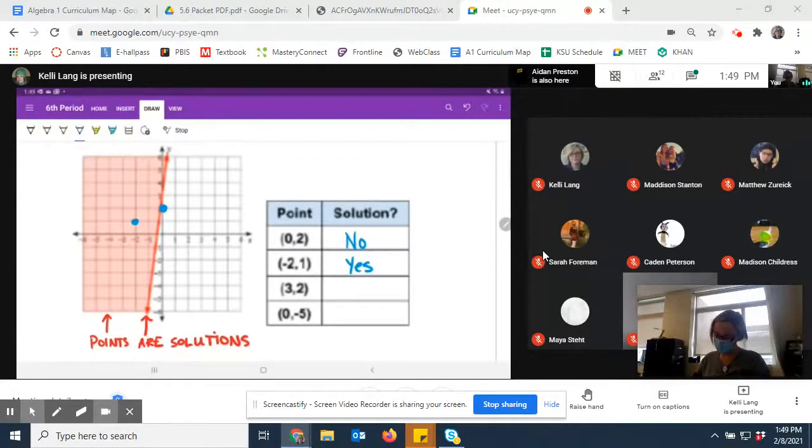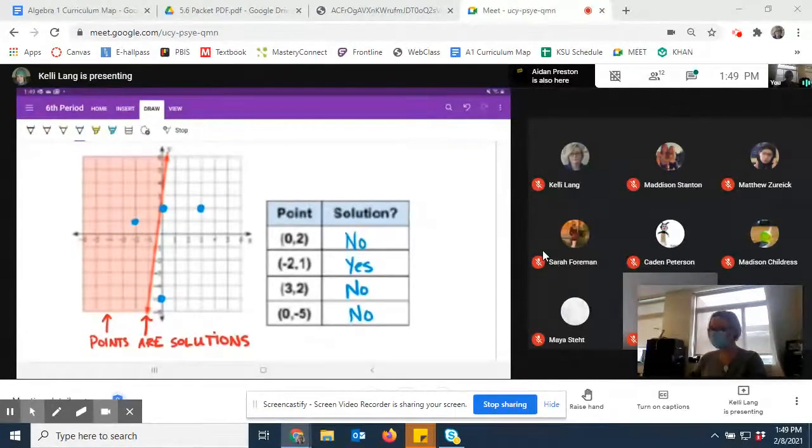The next one, 3, 2. This is clearly outside of the shaded region, so this is a definite no. And 0, -5. Looks to me like another big no. So only one of these points happens to be a solution, just based on the randomness.